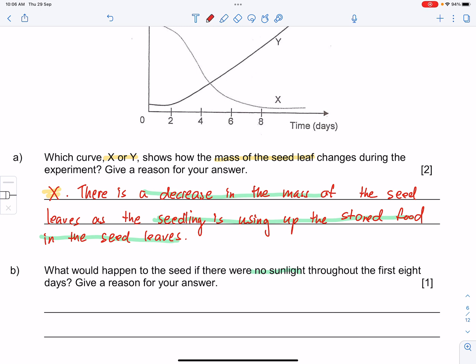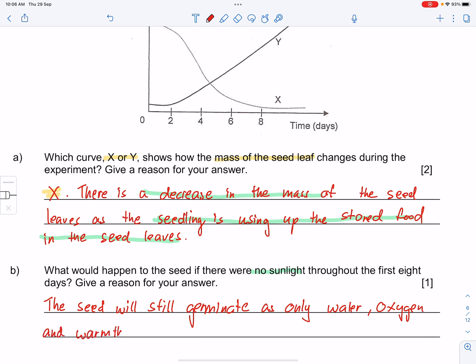So how would my answer look like? You would say that the seed will still germinate, because they ask you what will happen. Please don't tell me nothing. Some of you actually told me nothing. As only water, oxygen, and warmth is needed for germination.